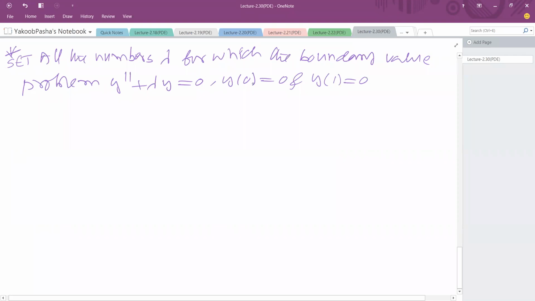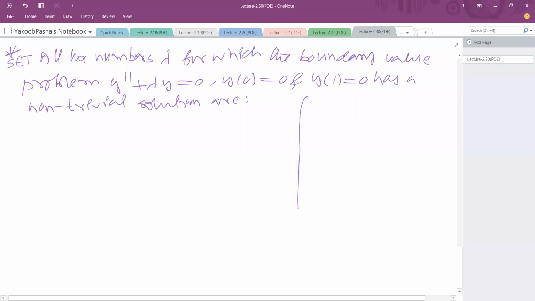So that it is called a two-point boundary value problem, with a non-trivial solution. We need to find lambda values for non-trivial solution of the boundary value problem y double dash plus lambda y is equal to 0 with the boundary conditions y of 0 equal to 0 and y of 1 equal to 0.